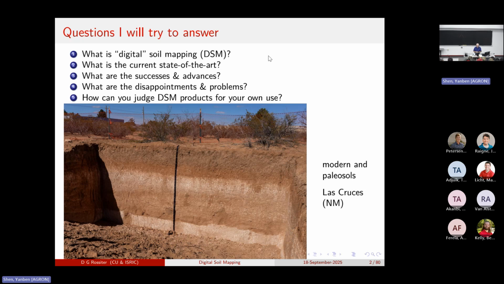Okay, these are the questions I'm going to try to answer today. I know I have a mixed group. Some of you are very, very experienced in digital soil mapping. Others don't know anything about it. But what I really want to focus on is the fourth point here.